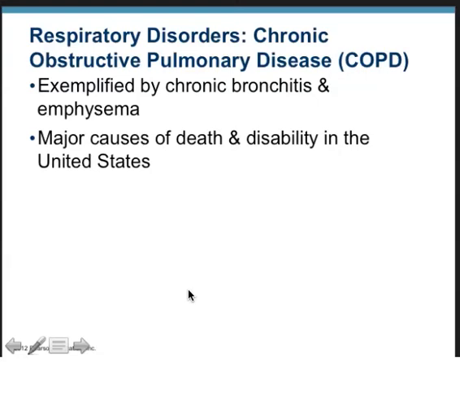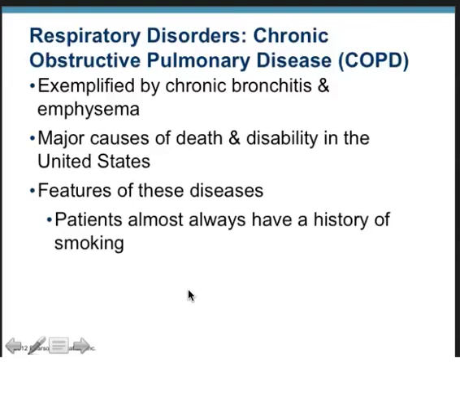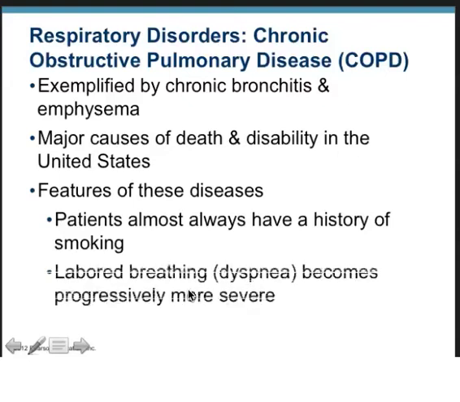Chronic obstructive pulmonary disease is essentially a condition that cuts down on airspeed, and it's exemplified by chronic bronchitis and emphysema, and it's a major cause of death and disability in the U.S. The patients almost always have a history of smoking, and they exhibit labored breathing, which becomes progressively more severe.